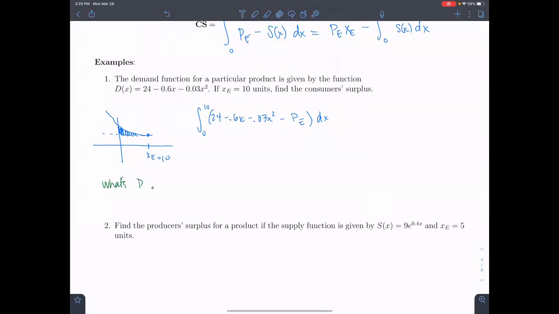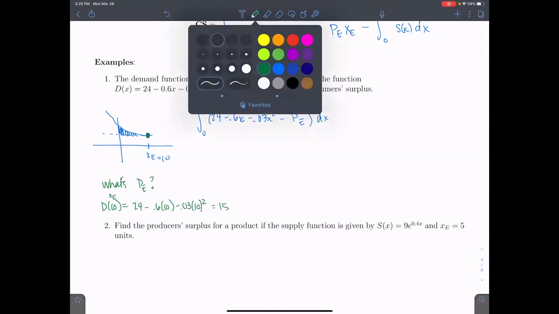What we're going to do is figure out what the demand is at 10, because that would give us X sub E, right? That would give us P sub E. So if you plug in 10 there, you have 24 minus 0.6 times 10 minus 0.03 times 10 squared. So 24 minus 6 minus 3. So 24 minus 9 is 15. Then we're going to use that in our stuff.